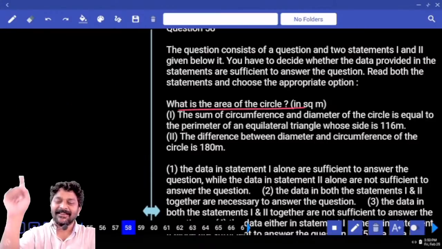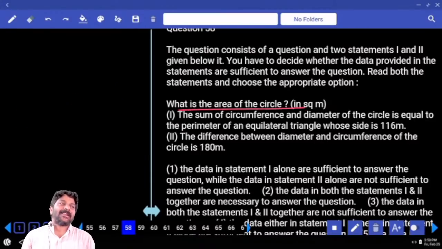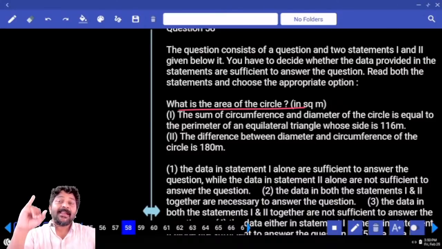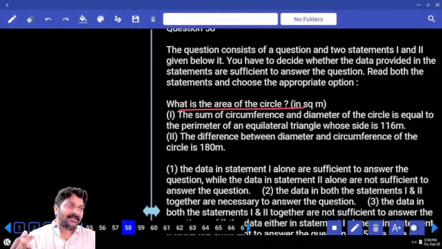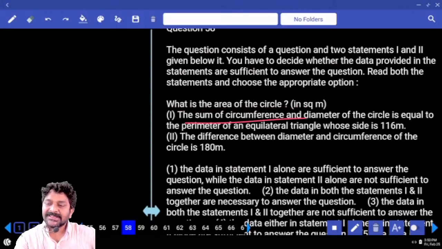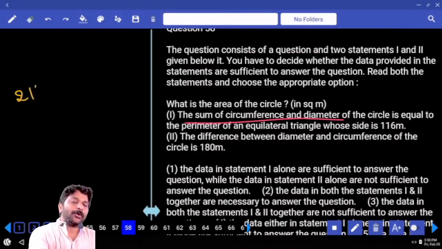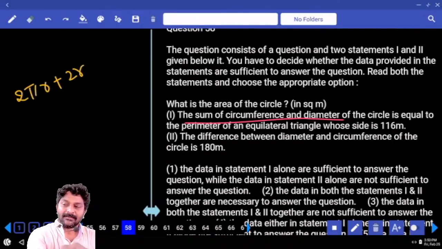Pi r square. So for this question, what do we need to know? Either radius or diameter. If you know one of these two, then we can answer the question. Correct? Now let's see.